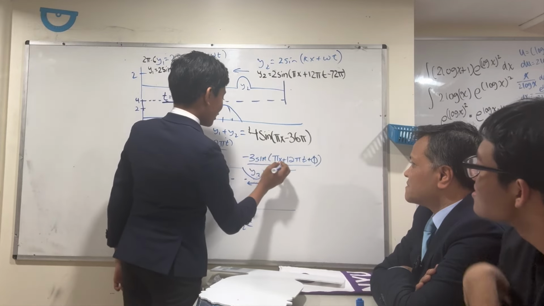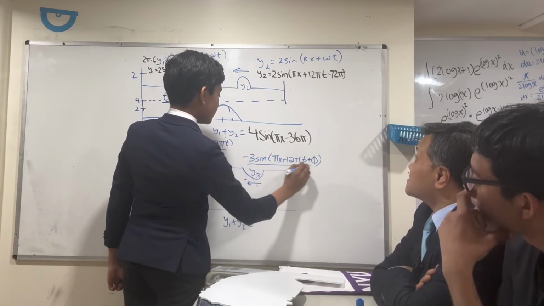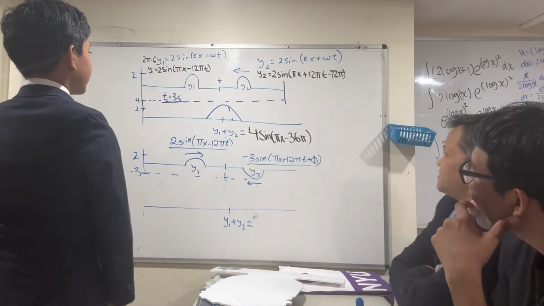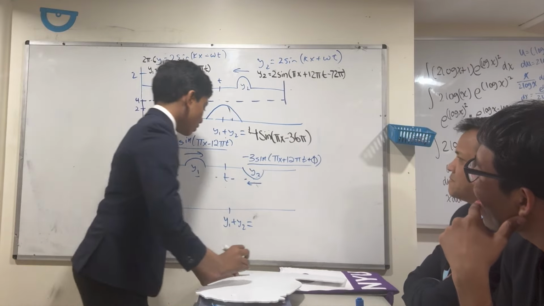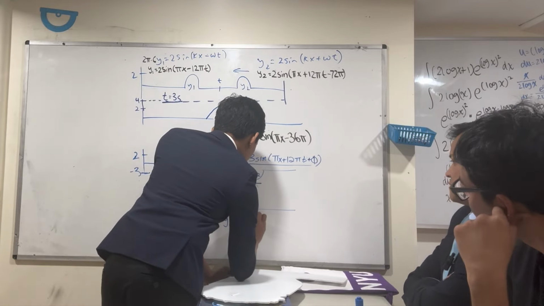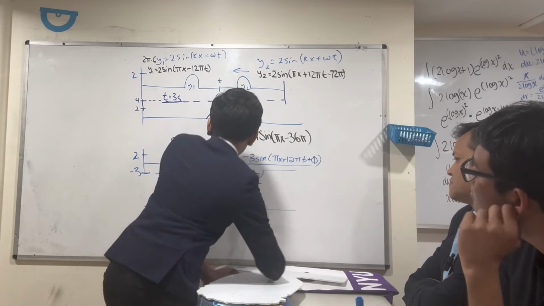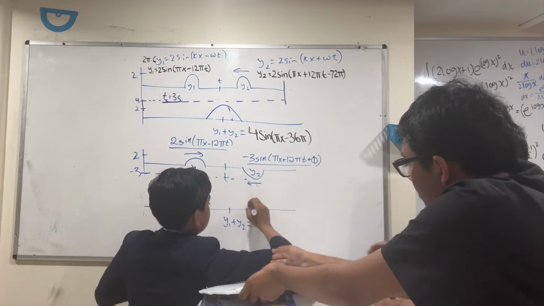So we have -3 sine pi x plus 12 pi t plus 5. So now we're going to figure out what this final resultant is.